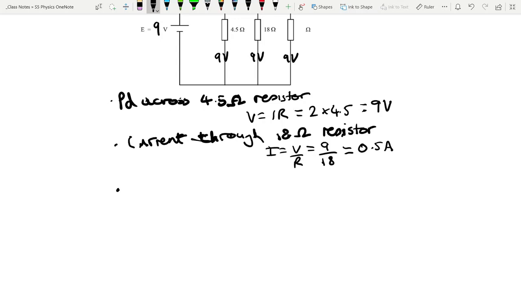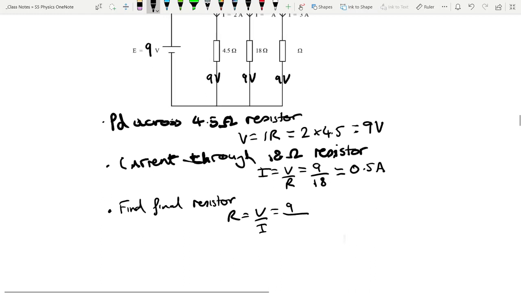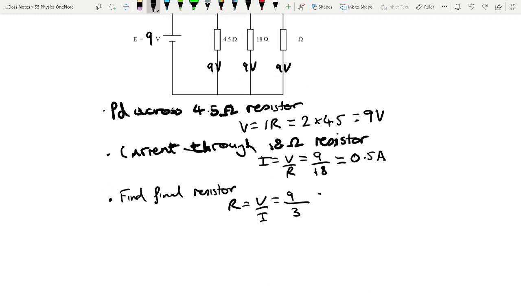Then we've got a final resistor. So find the final resistor. So R equals V over I. Voltage is 9 because it's the same across each branch, divided by the current through that resistor, which is 3. So 9 divided by 3 is 3 ohms.